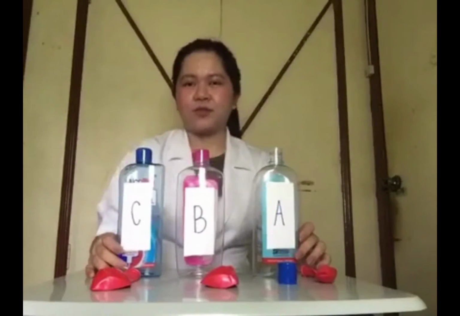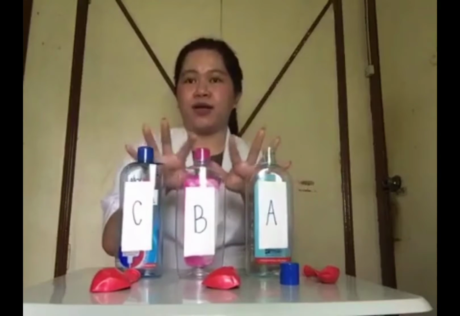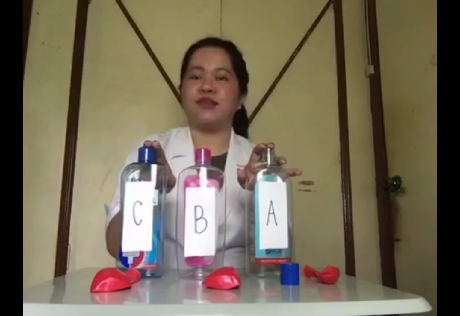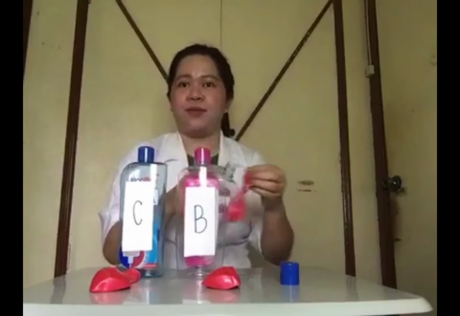Let us now proceed to procedure number 2. For this activity, we have 3 bottles labeled A, B, and C respectively. For bottle A, we are going to remove the cap and put a balloon on top of the bottle.